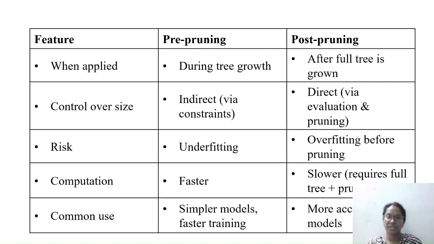Some of the features related to the pre-pruning and post-pruning approaches: in pre-pruning, the tree growth stops early, whereas in post-pruning the tree is pruned after it is fully grown. Risk: in pre-pruning it is underfitting, whereas in post-pruning it is overfitting. Common uses: pre-pruning gives a simpler model, whereas post-pruning gives a more accurate model.